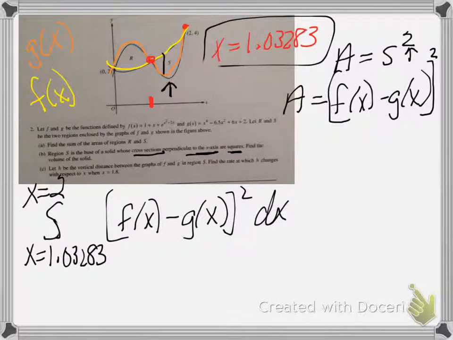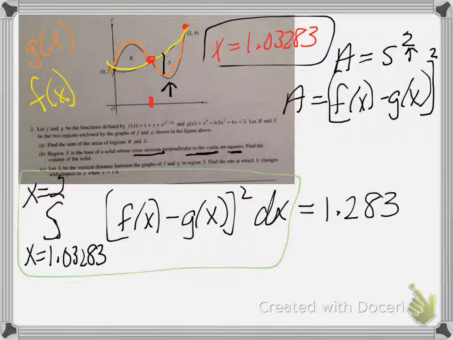And for this, we actually did have to find the volume. So you're going to put this in your calculator carefully, and you're going to get 1.283. And let me give you the point values for this one. If you set up the integral right, that was worth 2 points, and the answer was worth 1 point.